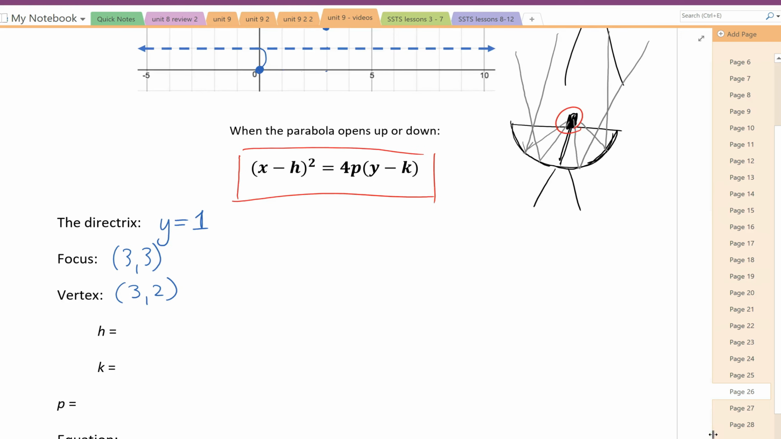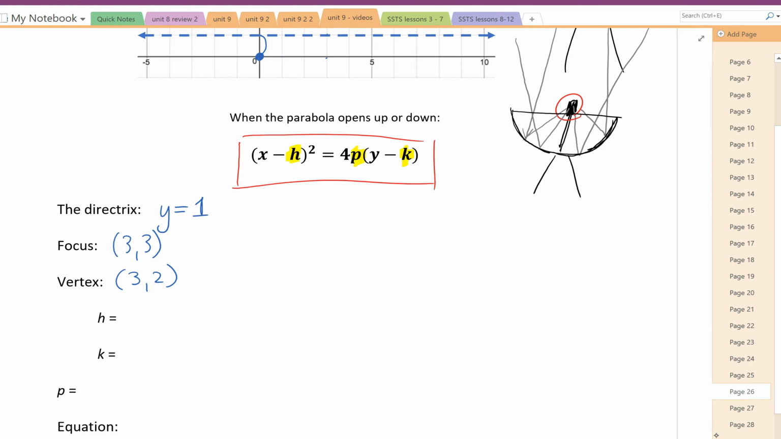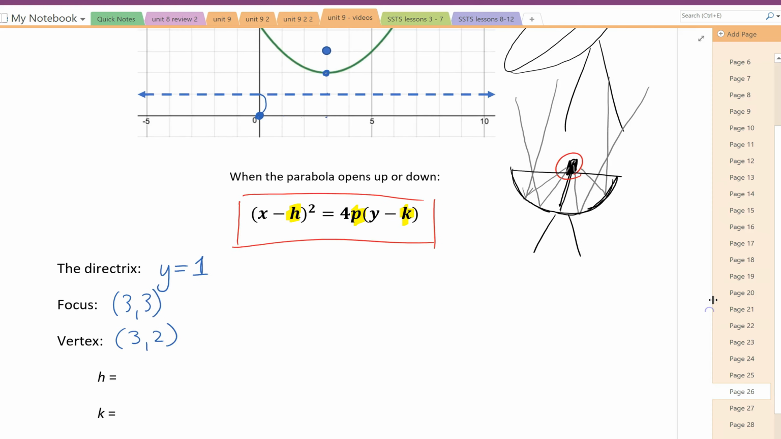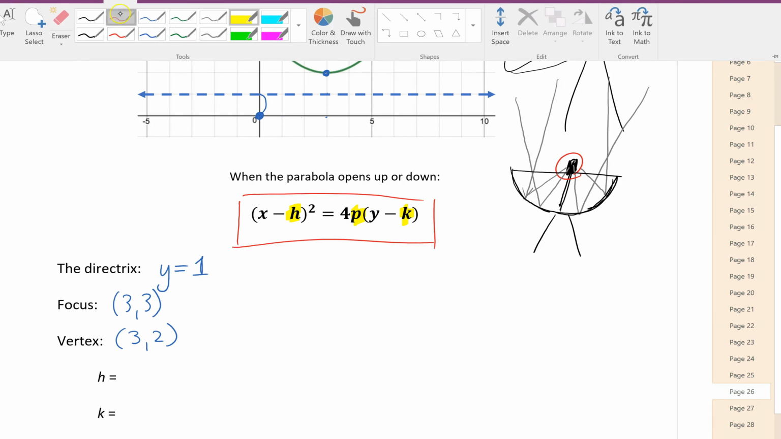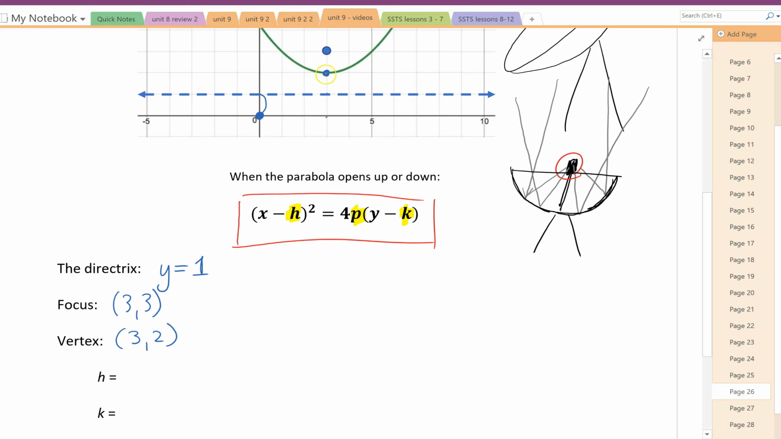Okay, you can see here that there are a few variables in the equation that we're used to, like h and k, and then there's this other one called p, and I'll talk about what that is in a minute. But h and k we can fill in right now. H is still just the x value of the vertex, so 3, 2. So then the x part is 3. K is the y value of the vertex, so 2.